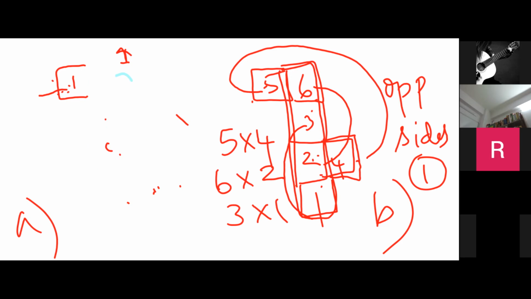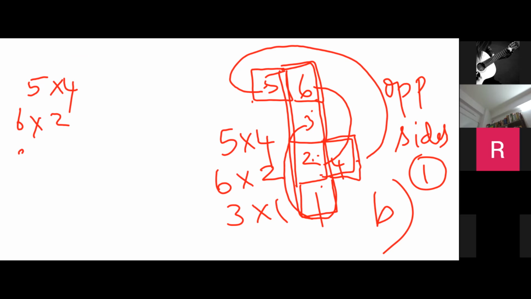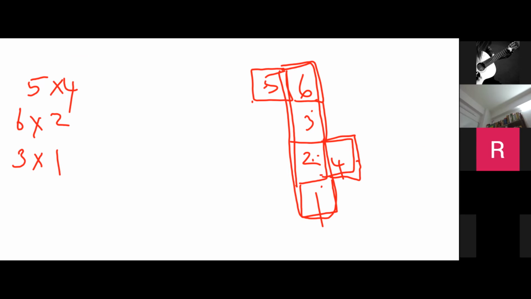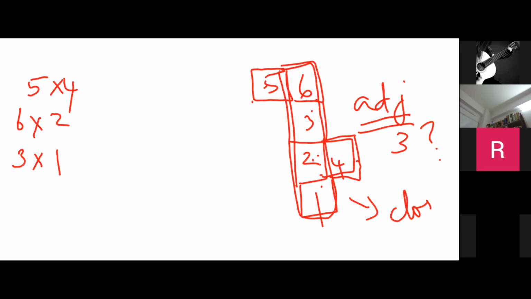How will I find the adjacent side, ma'am? That is also very easy. So you have 5 and 4, 6 and 2, 3 and 1 as your opposite sides. If they're asking you to find the adjacent side of 3, there you have to implement your logic. That is, you have to close this dice to find out the adjacent sides. In case of adjacent sides, you need to close this dice.